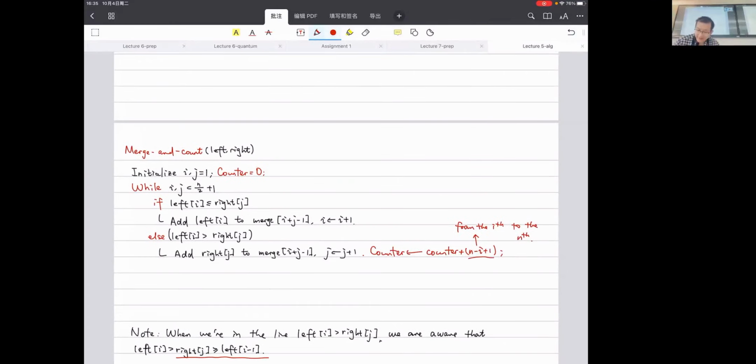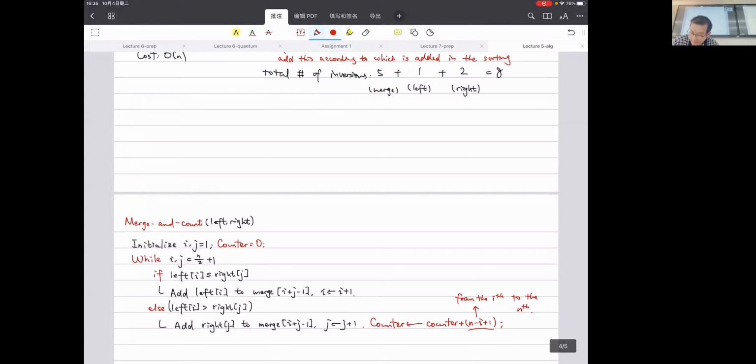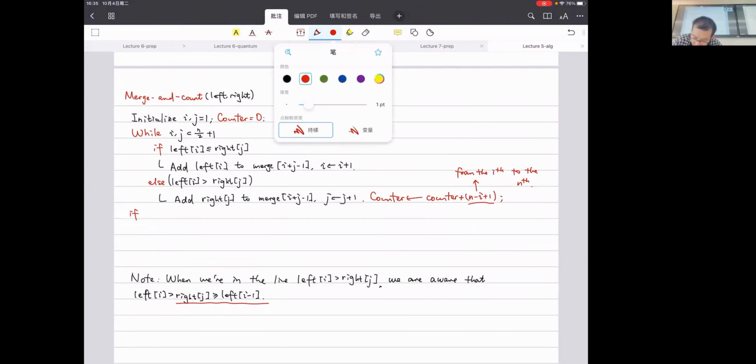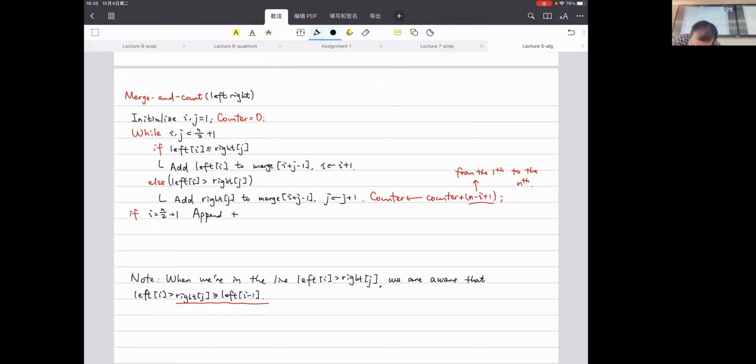Okay, so this is basically the most important line of this algorithm, actually the most significant difference compared to only sorting. So let's just finish the rest of the algorithm. And I guess the remaining part is probably quite straightforward as we discussed above about this sorting algorithm. So basically, if this pointer I moves out of the boundary and moves to n over 2 plus 1, we just append the remain of right to the end of merge.